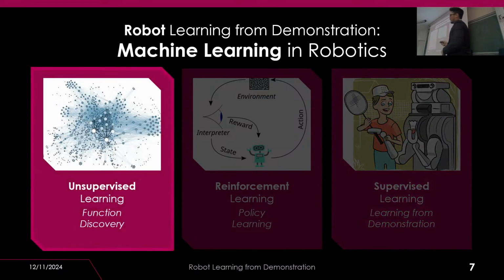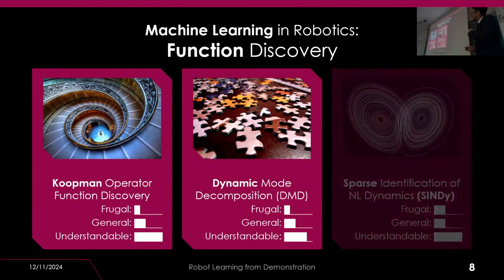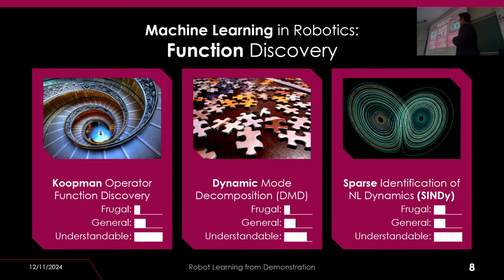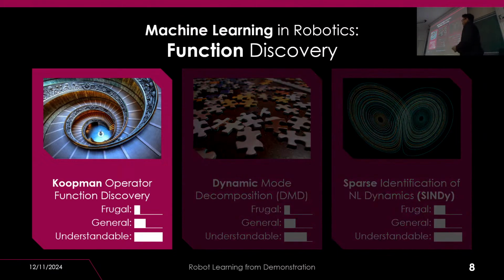Let us explore unsupervised learning for starters. Now, in terms of function discovery, I've chosen these three examples and I will be evaluating them rather quickly based on frugality, generality, and understandability. Koopman operator function discovery methods are based on the Koopman operator, which is an infinite list, or pseudo-infinite in real applications, of candidate functions that may describe the system that has been measured.